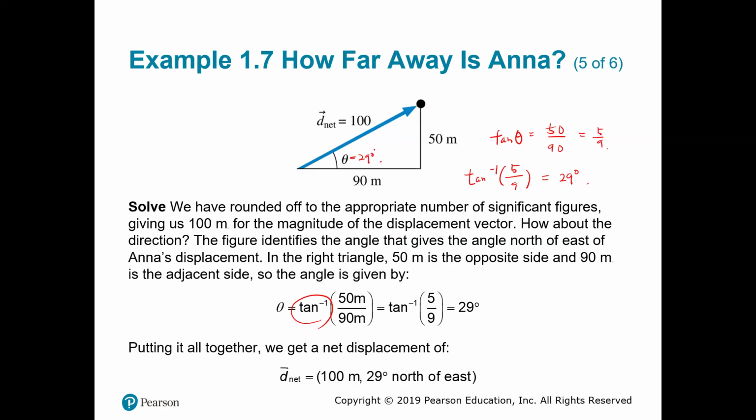So your final answer must include two parts, magnitude and angle. But you don't need to say north of east. You can simply say 29 degrees. That means the angle from the horizontal is 29 degrees.